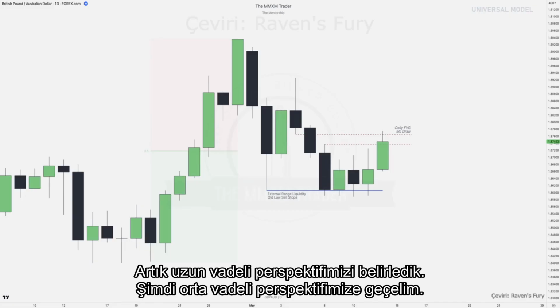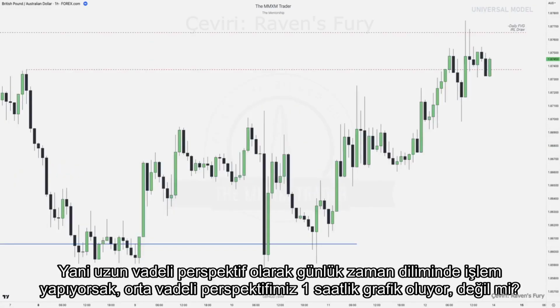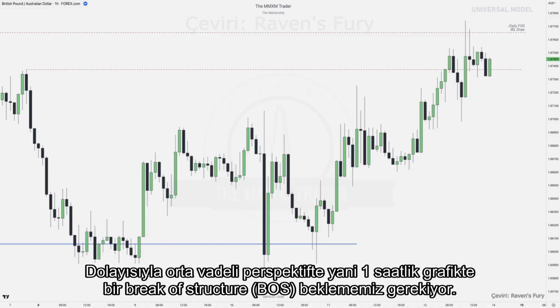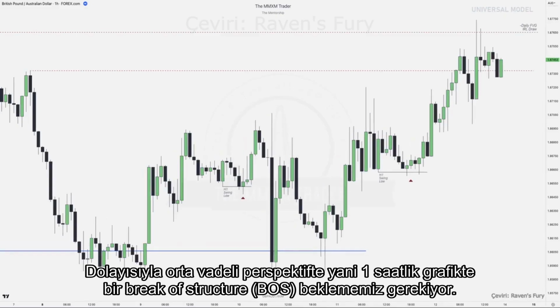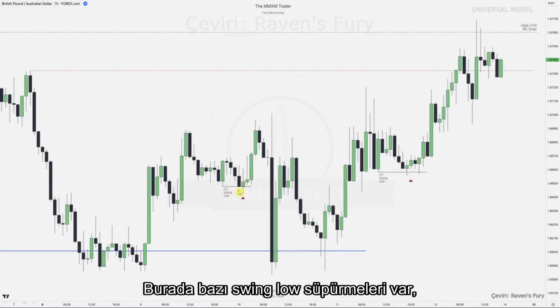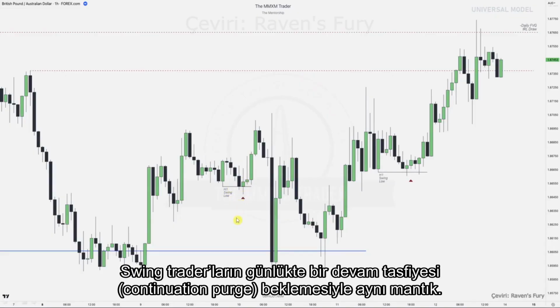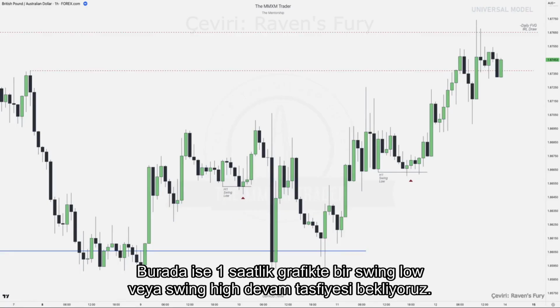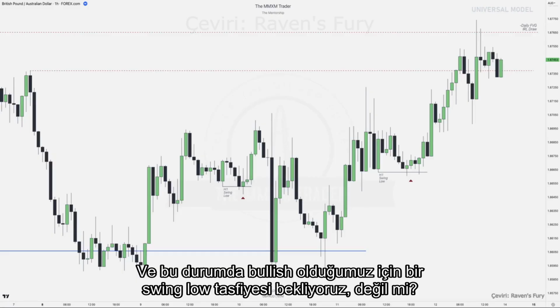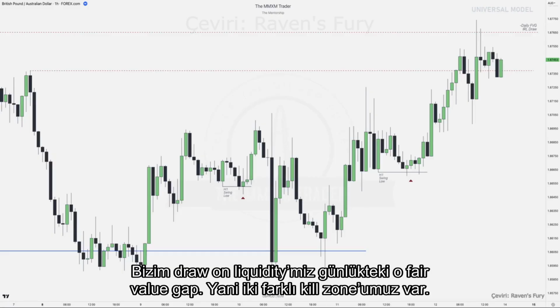Let's go to our intermediate term perspective. So if we trade a daily time frame as our long-term perspective, we have a 1-hour chart as our intermediate term perspective, right? So we need to wait for a break of structure on our intermediate term perspective, which is that 1-hour chart. Over here we've got some swing low purges, right? So same with the swing traders waiting for a daily continuation purge. Over here we wait for a 1-hour continuation purge of a swing low or a swing high, and now in this occasion we wait for a swing low purge because we are bullish, right? Our draw on liquidity is that fair value gap on the daily.